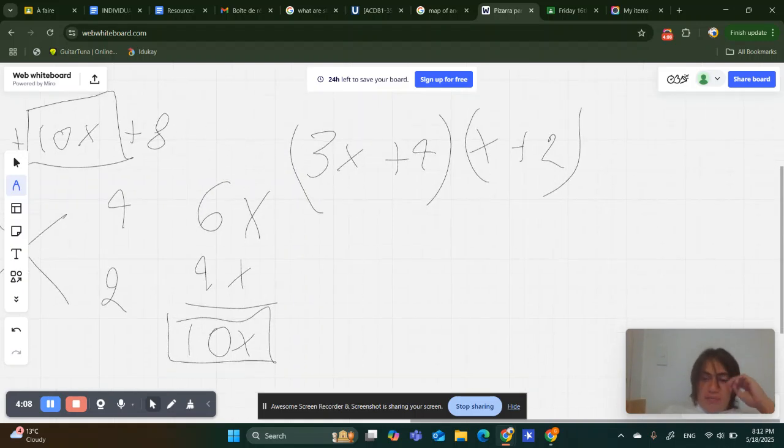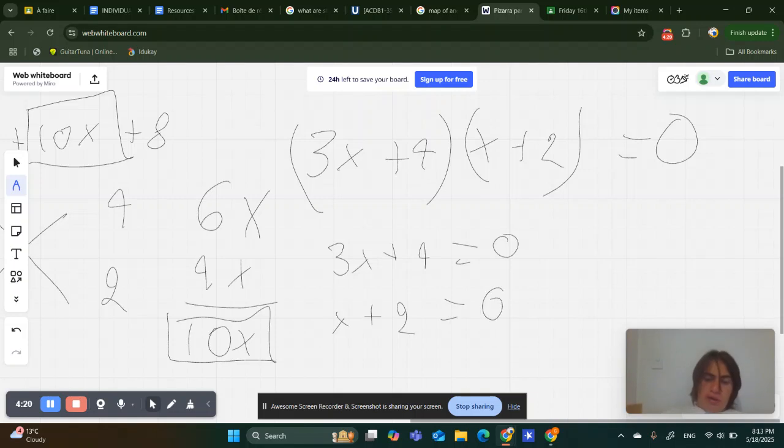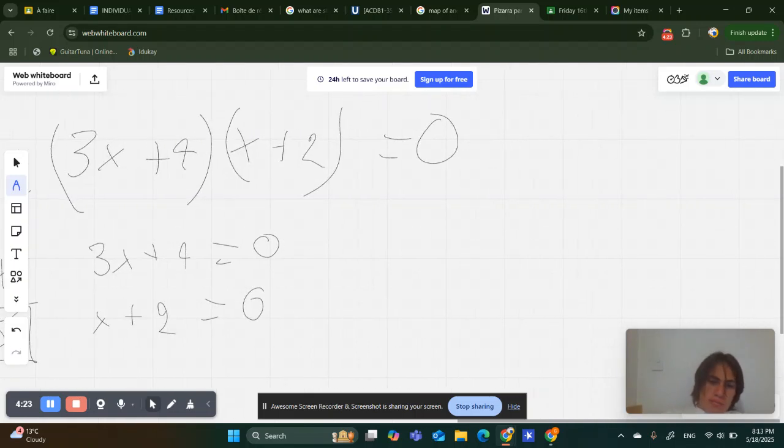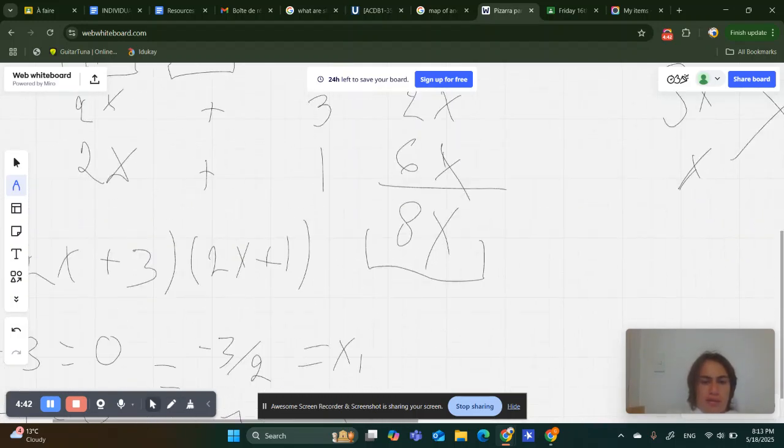Now we simply solve, as it were, for 0. So 3x plus 4 is equal to 0, or x plus 2 is equal to 0. Now, doing this real quick, this is our first result, and the second result is this one. Let me check that everything's correct. I believe it is, so these would be the results.